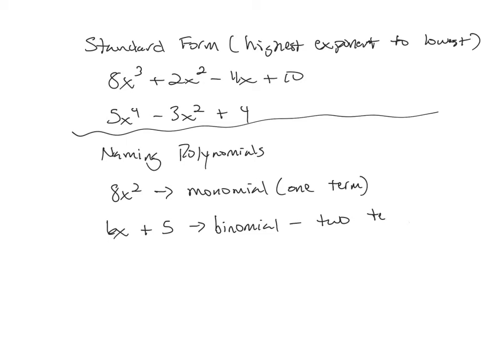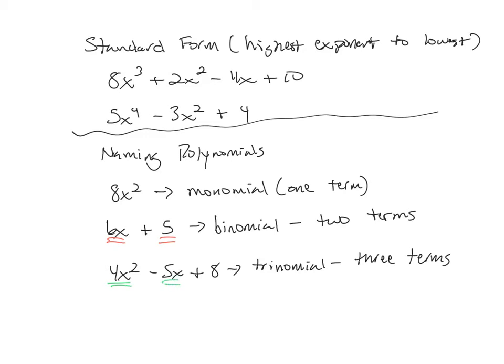Okay, terms are separated by an addition or subtraction sign. So 6x is a term, 5 is a term, separated by the plus sign. Okay, 4x squared minus 5x plus 8. That's a polynomial, but it's also a trinomial because it has three terms. Okay, so again, it doesn't matter if it's a plus or a minus. 4x squared is a term, 5x is a term, 8 is a term. And we would technically say minus 5x, but that plus and minus separates them into terms.